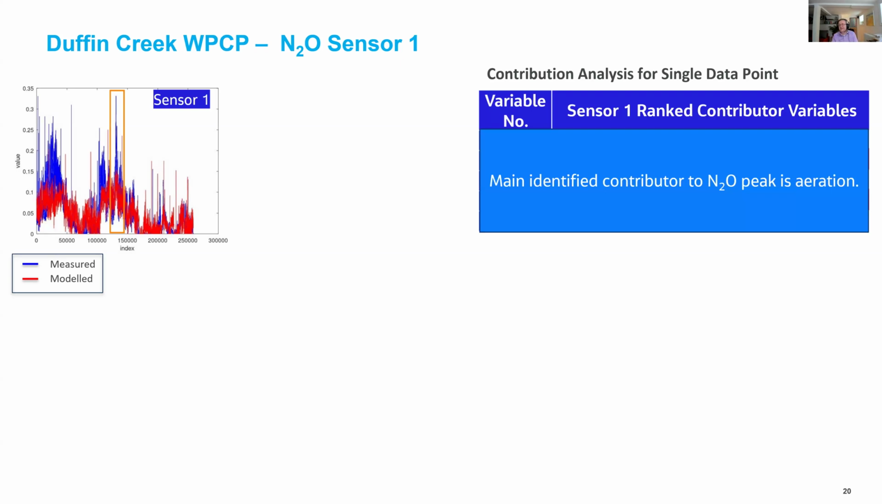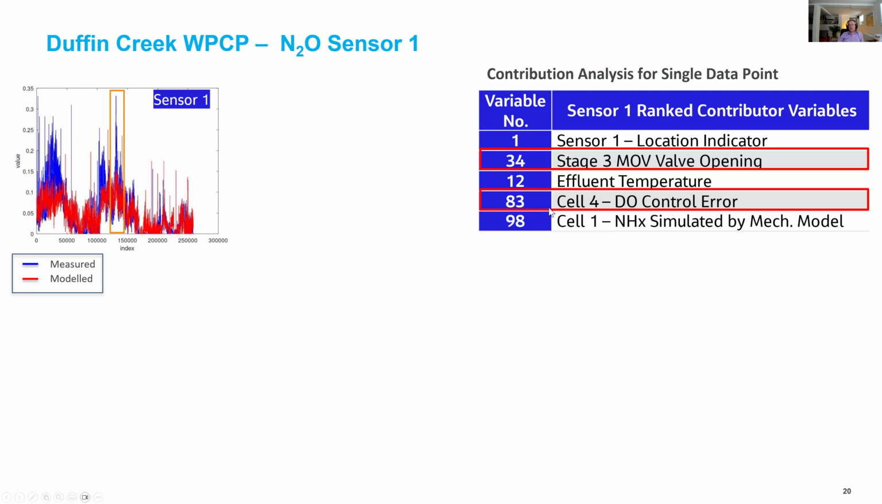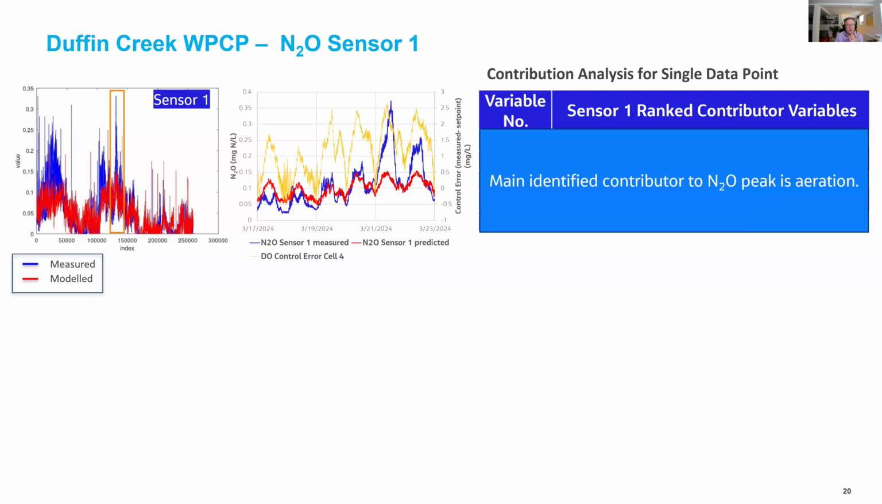It doesn't mean that this is the only reason that N2O accumulation or formation happens. But we used that DO control error here and thought, well, let's see what the correlation is. So we plotted it. And you see in blue the measured N2O, and in red the predicted. And yes, these peaks are not really linked, but clearly you see the DO control error in orange. So you see that there is a correlation, right?